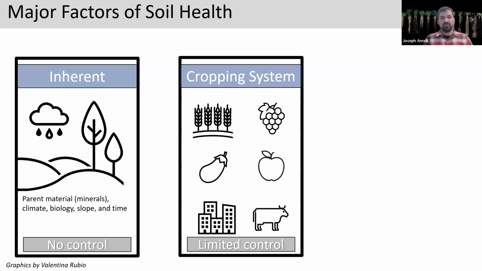And then for the second one, we have this cropping system factor. So land use also shapes soil health outcomes, our research has shown.